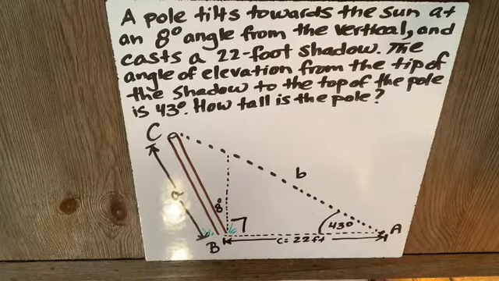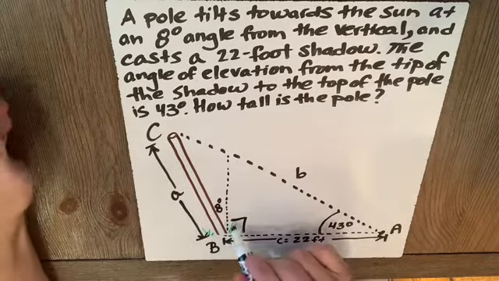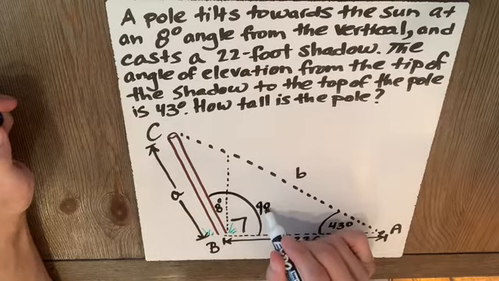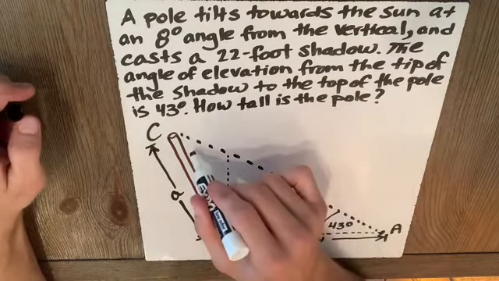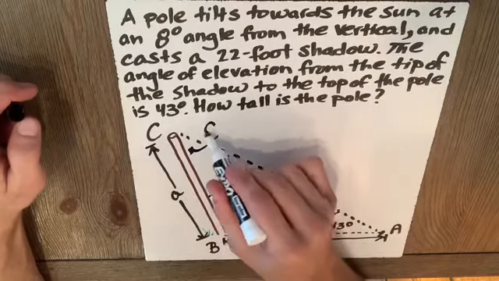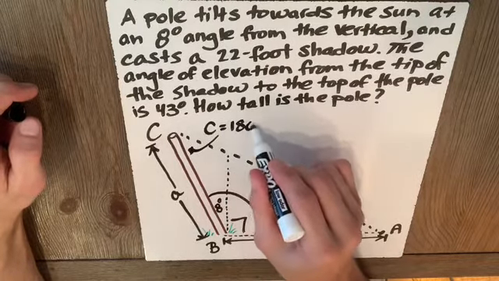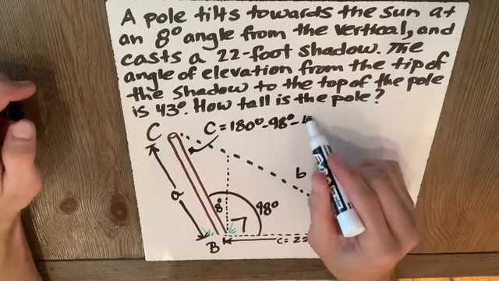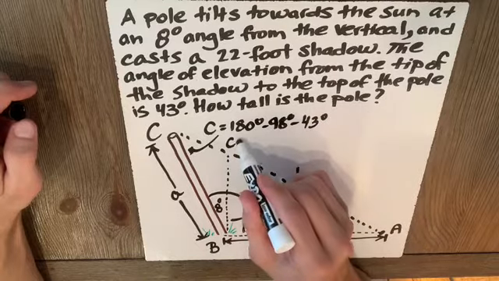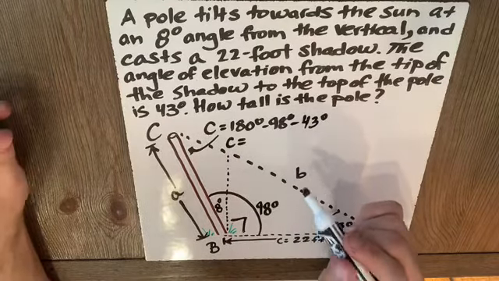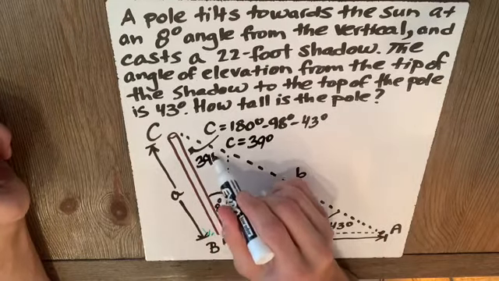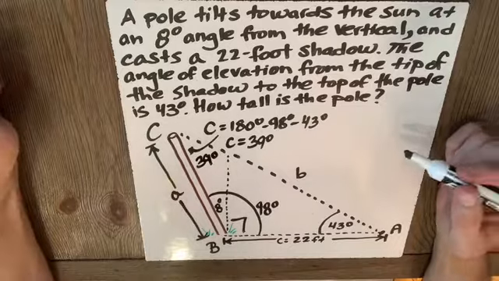Well, we do know some things, right? We do know that if this angle is the vertical, it's 90, plus 8 is 98 degrees. So then this angle here has got to be, C is 180 minus 98 degrees minus 43 degrees. So we can plainly see that angle C has to be 39 degrees. So we've got this now too. And that allows us to use the law of sines.